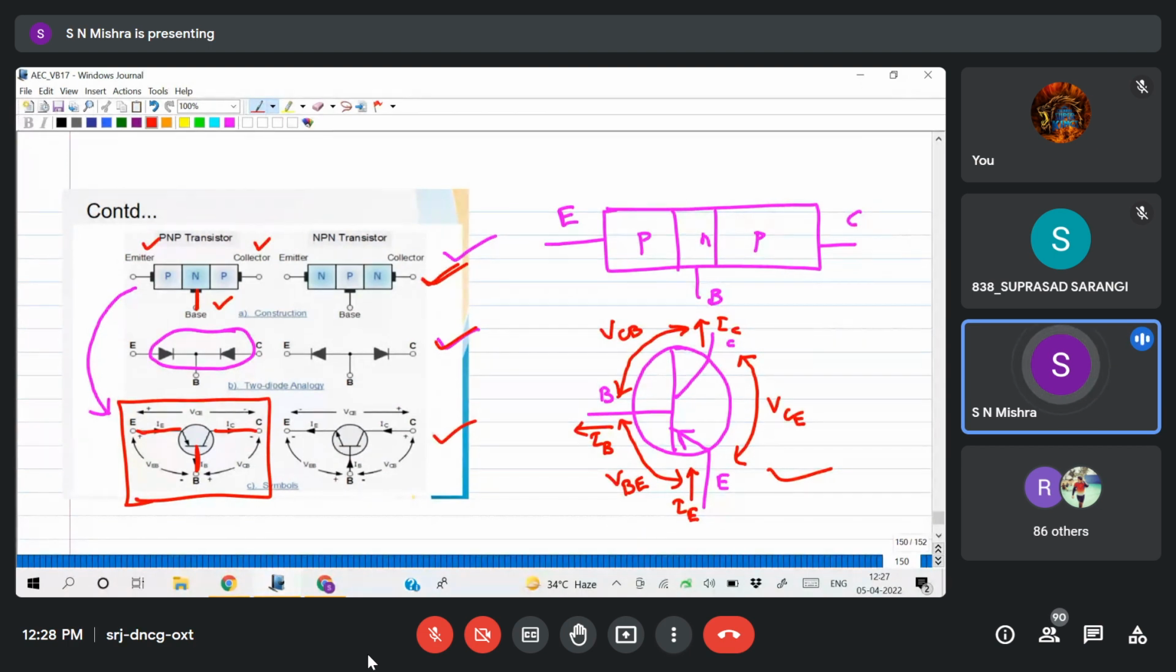Any doubt from this part? No, sir. So a lot of questions will come from this part, whatever we have discussed. Like, one or two examples I'll give.